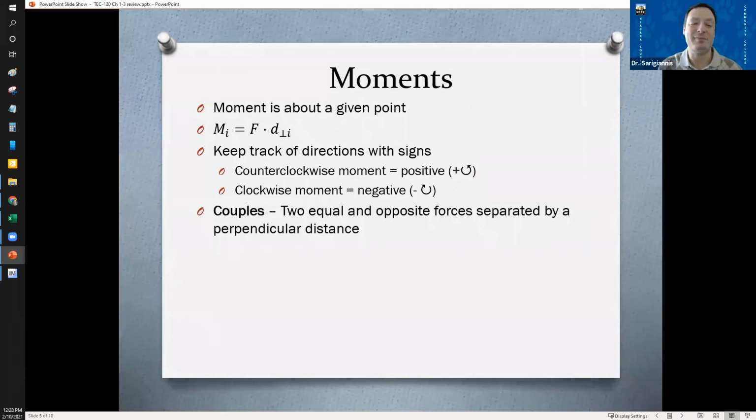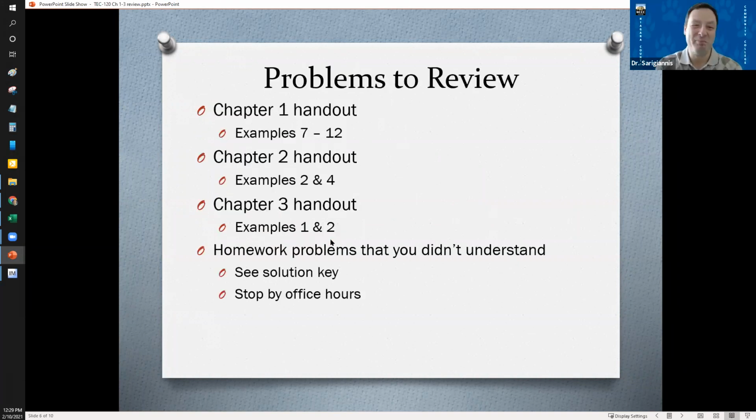Couples, we covered couples. Equal and opposite forces, right? Separated by a perpendicular distance. So just think of married couples, right? You want the relationship to be equal, but typically opposites marry, and maybe later they wind up getting separated by a perpendicular distance. All right.